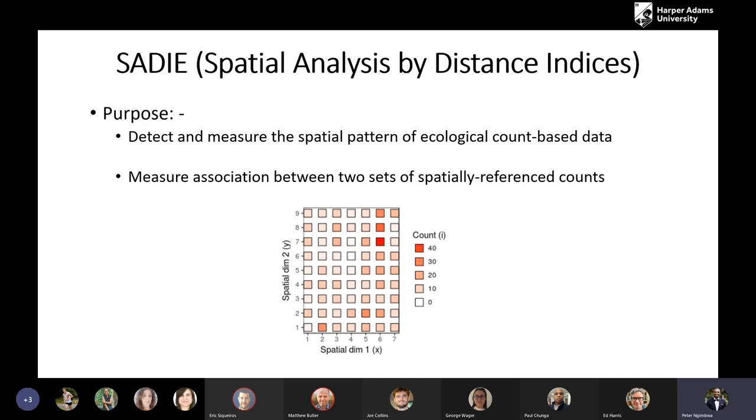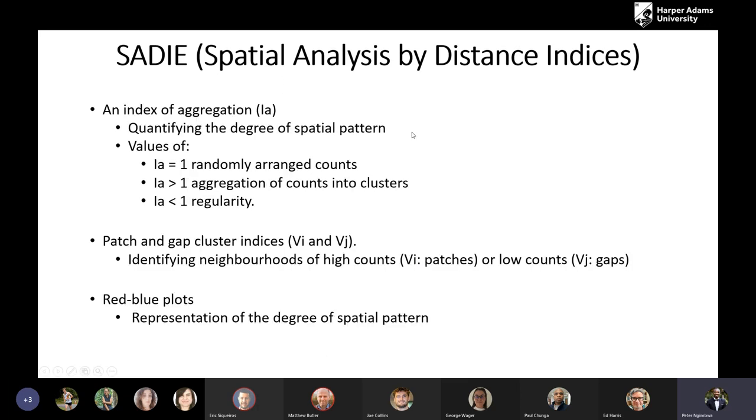To measure or detect the spatial pattern of the data, this method uses the following indices. The first index is called the index of aggregation. This is the main thing for the study, because this is where you can detect if the data that you have collected are randomly arranged, aggregated, or have a regular pattern. When the index is equal to one, we say the data is randomly arranged. If it's greater than one, we say that it's aggregated. If it's less than one, we say that there's a regular pattern for your data.